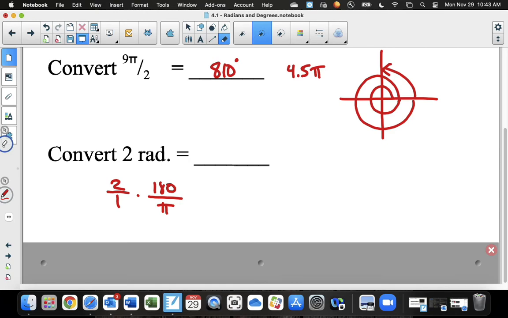So since we're going to degrees, again, degrees are on top. Radians are on the bottom, the pi. If we multiply that out, we get 360 divided by pi. And if you actually do the division, what do you get for an angle measure? Should be a little less than 120. So like 114 something. 0.6? Okay, thank you. 114.6 degrees is approximately 2 radians.